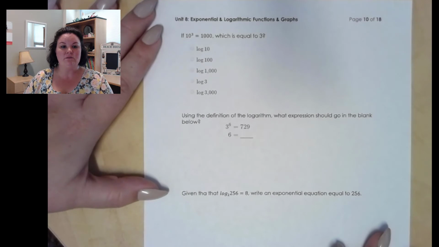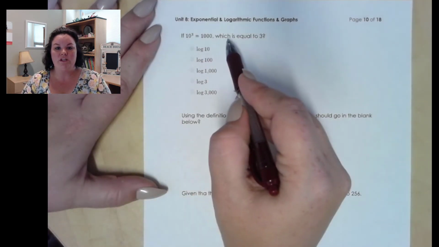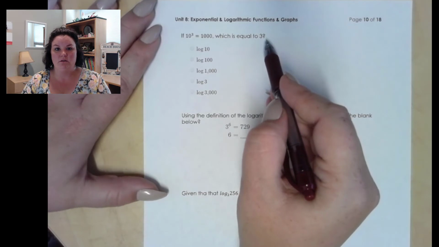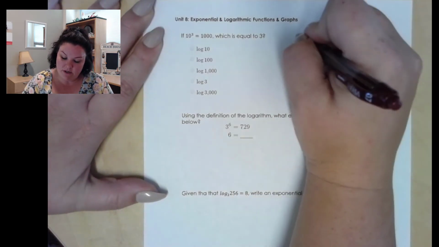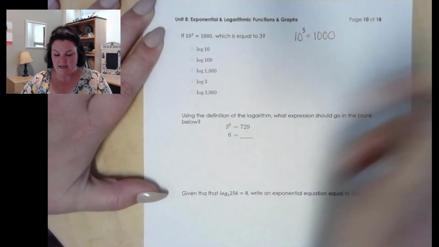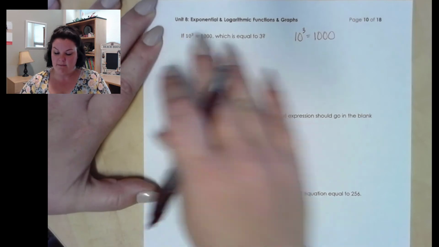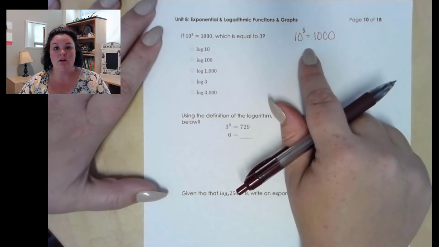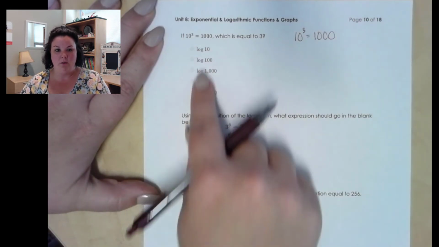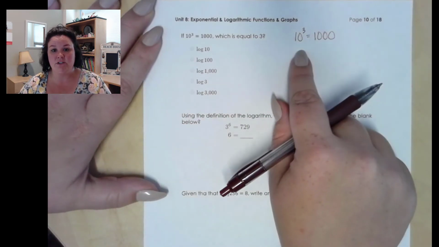All right, so on this one it says, if 10 to the third equals 1,000, which is equal to 3? Okay, so I'm going to just come over here to the side. 10 to the third equals 1,000. And I don't want to get confused by all the choices they're giving me, so I'm just going to ignore that. And I'm going to change this into a log form, right? Because obviously all my choices are with logs, so I know I need to get this out of exponential form.